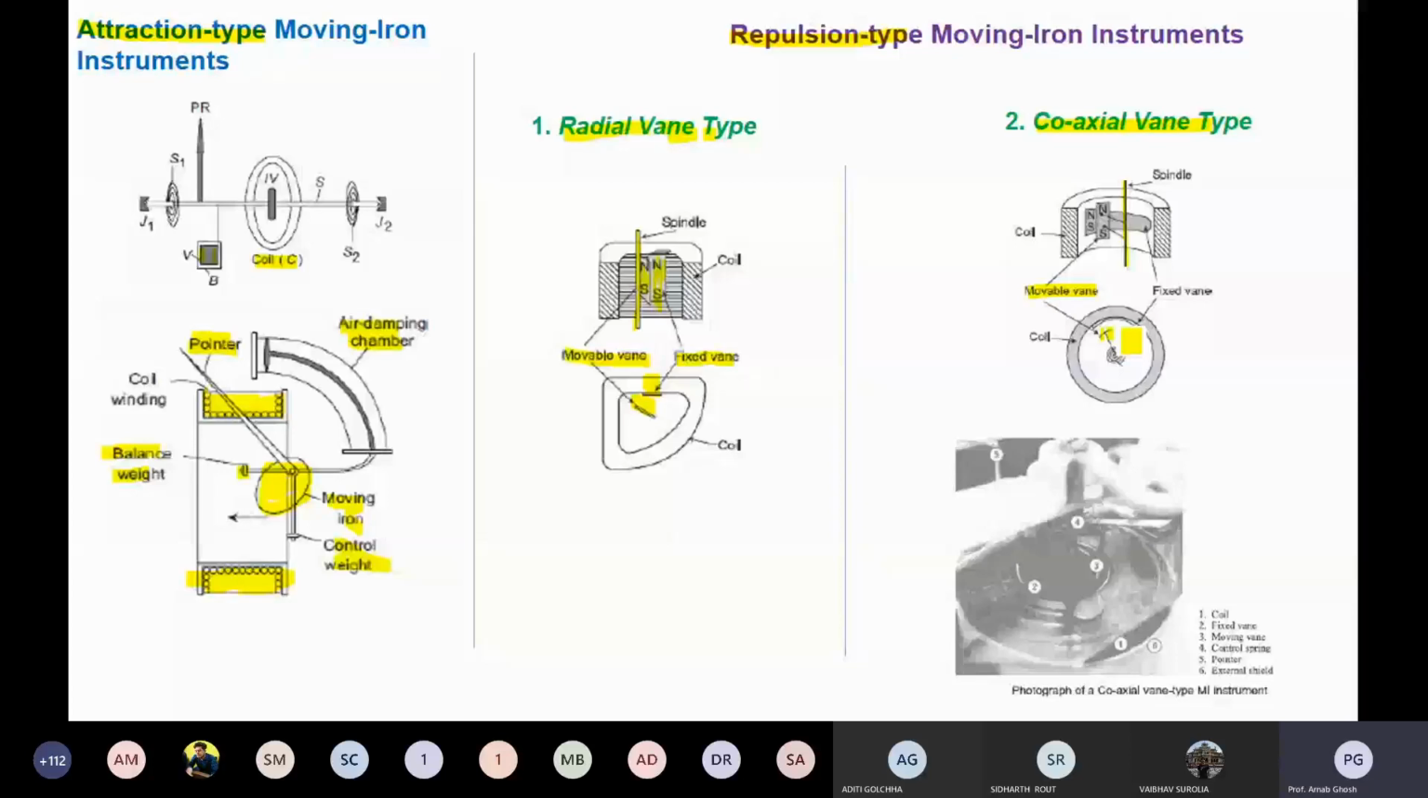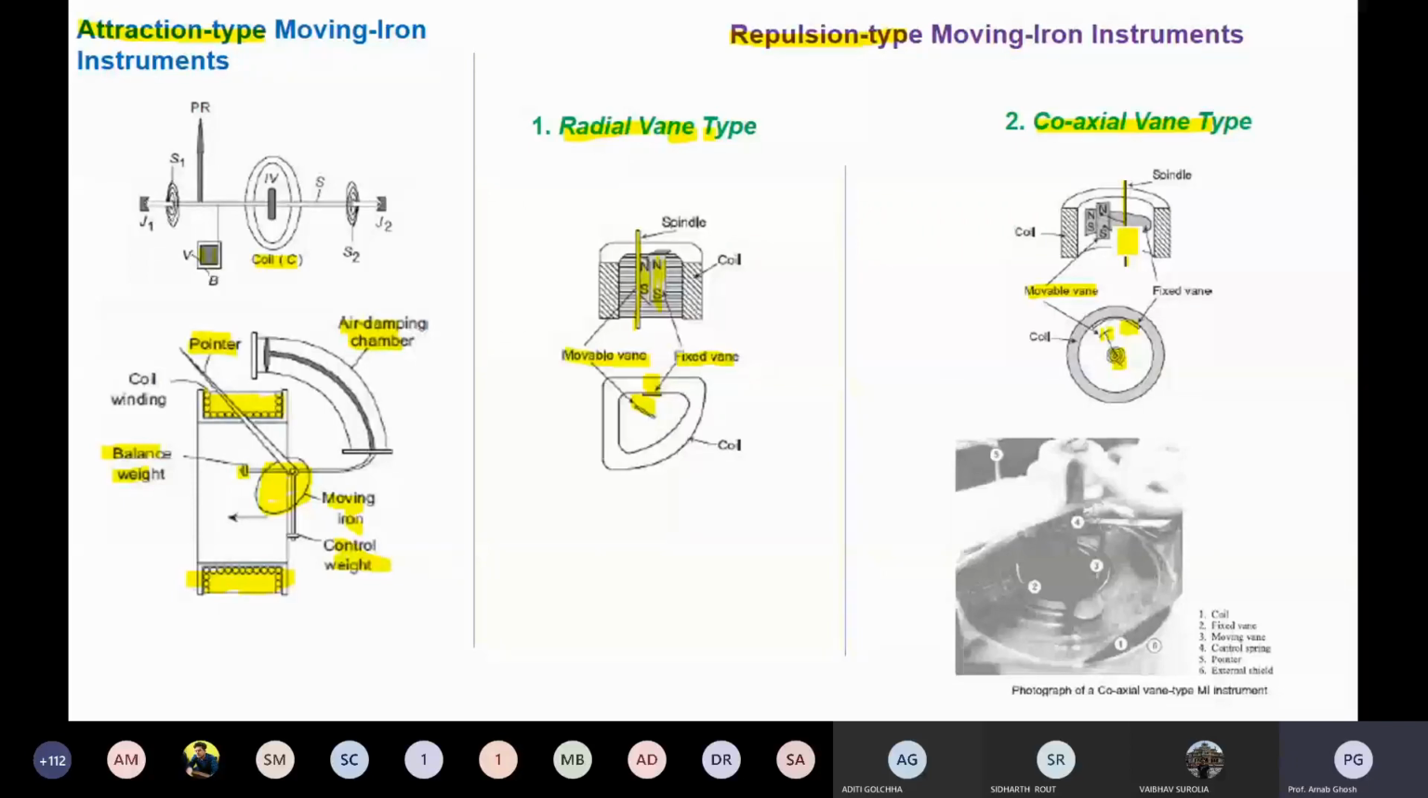So one fixed vane is there, and it is the moving vane. The spring is also there, spring 1, spring 2. In that case the pivot gear and jewel bearing will also be there to fix the spindle and the shaft. So with the interaction between the fixed vane and the movable vane, the spindle or the shaft of that instrument will be rotated. If the pointer is connected to the spindle, the pointer will be rotated and it will slide over the scale, like your moving iron scale.